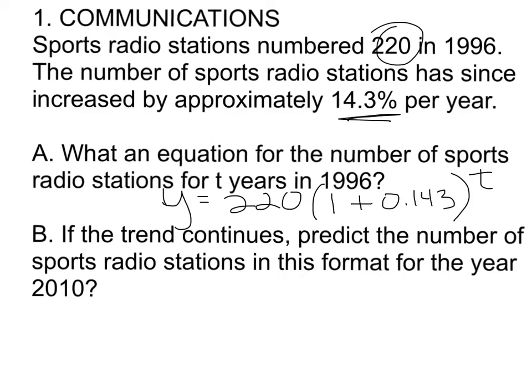So now we have to look at part B. It's asking us what the amount will be in 2010. So let's figure it out. We have 2010 to 1996. The difference in years is going to be 14, so we're going to replace that t with 14.